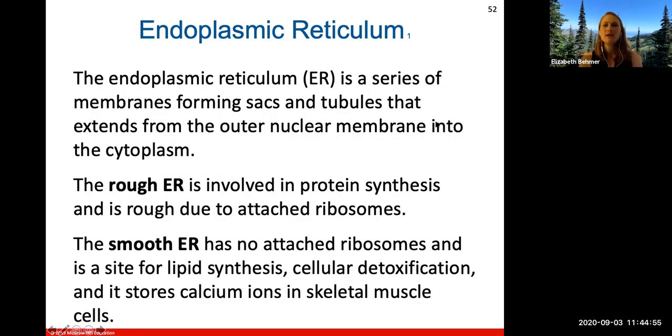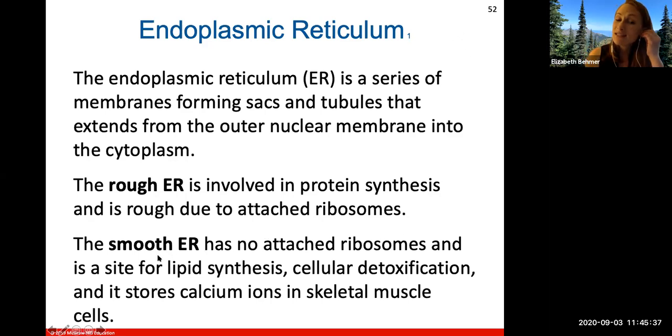Endoplasmic reticulum. It's a series of sacs or flattened tubes that extends from the nucleus, that nuclear membrane, into your cytoplasm. We often abbreviate it ER, and it can be rough and it can be smooth. It's really easy to determine what rough means and what smooth means. Rough means that ribosomes are directly attached to the endoplasmic reticulum, and the rough ER will be involved in protein synthesis because ribosomes create proteins, and the rough ER has ribosomes attached to it. The smooth ER has no attached ribosomes.